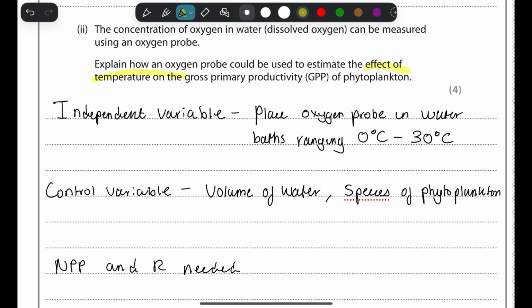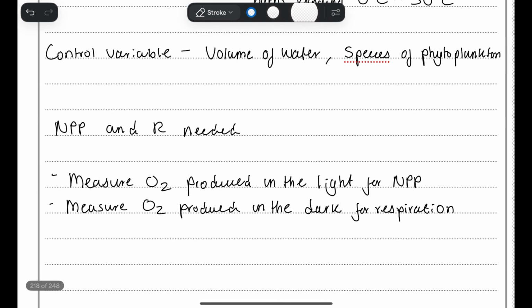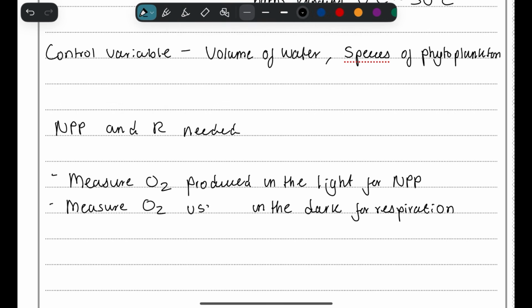How can we do that? Well, we're going to measure it based on the oxygen that it produces in the light. That will tell us the rate at which it's photosynthesizing. For respiration, what if we made it dark? If we make it dark, the oxygen used up is going to be from respiration. So if you measure the concentration when it's light, that's it photosynthesizing, and when it's dark, that's it respiring. Then you can calculate your respiration and your MPP, and then you can find out what the GPP is.